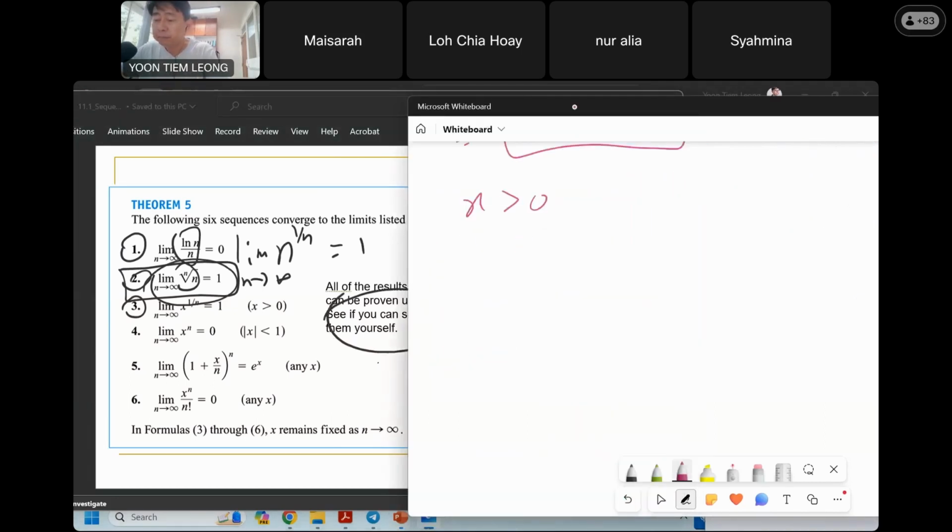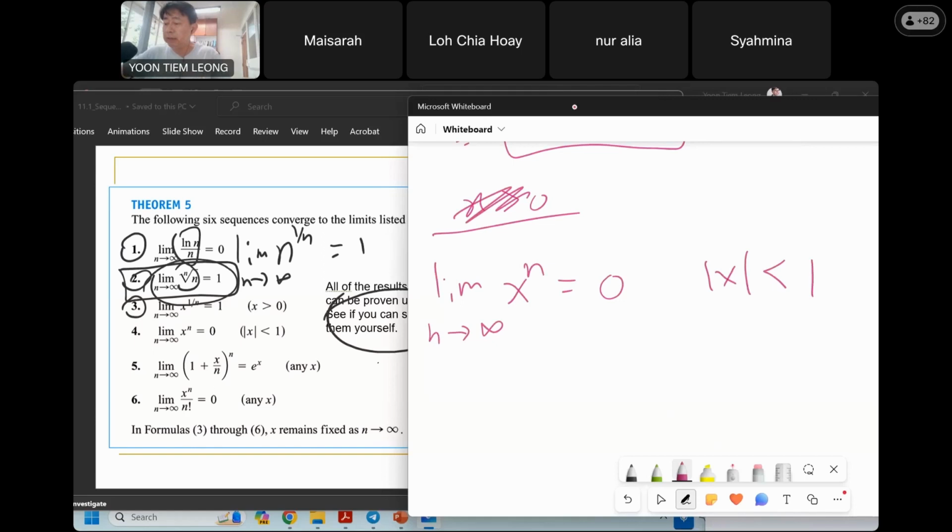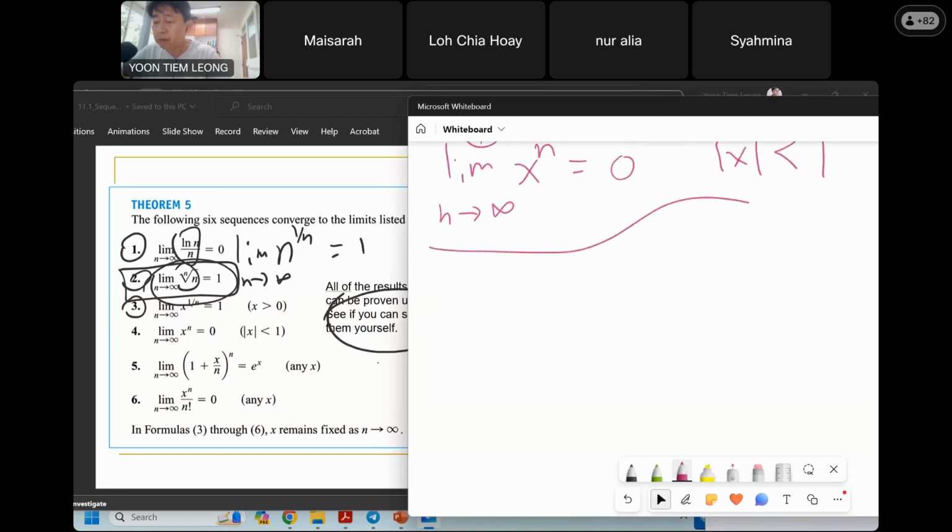The fourth item is this. You have a power x^n, that is a number x raised to the power of n, and in this case, x is a constant. So if x is a constant, what is the limit of the sequence x^n? The answer is, if the magnitude of x is less than 1, then the limit of x^n is equal to 0 when n goes to infinity. This is the result in item 4 in theorem 5.